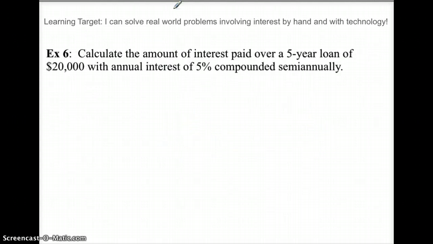Okay, next question says, calculate the amount of interest paid over a 5-year loan at $25,000 with an interest rate of 5% compounded semi-annually. Okay, this time we're not looking for the final amount. We're asked for the interest. However, I have to find the A value, because the A final amount is the principal plus whatever interest they charged you. So to find interest, in other words, to isolate I, I have to take my A value and subtract the principal, and that will give me my interest, okay? So I've got to find A so then I can subtract the principal from it.